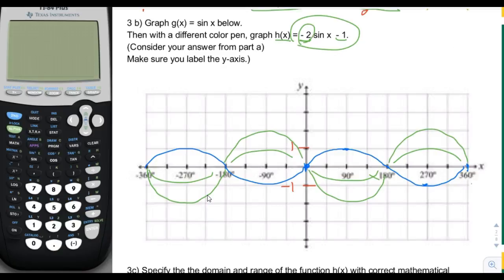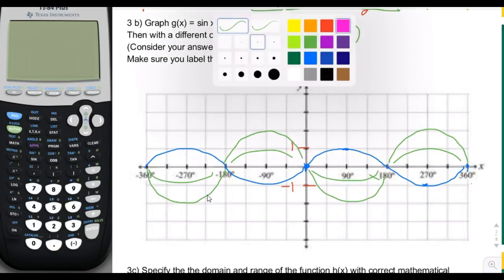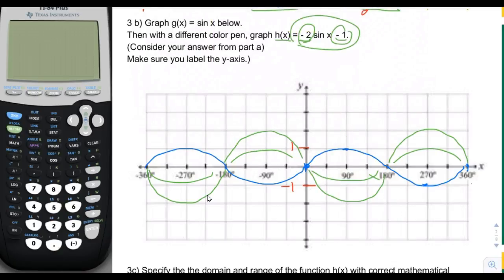Okay? And then finally, we're going to subtract 1, so the whole function is going to be moved down 1 unit. Okay? So let me draw one final picture, and this time I'll do it in pink. So I'm going to move the new tall function by a factor of 1 unit down.